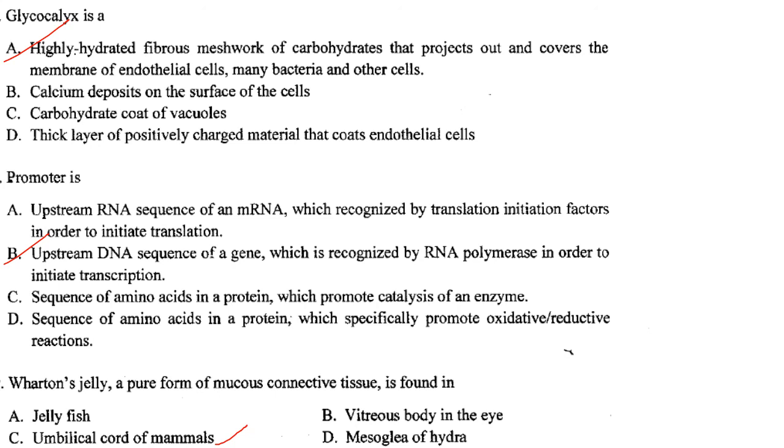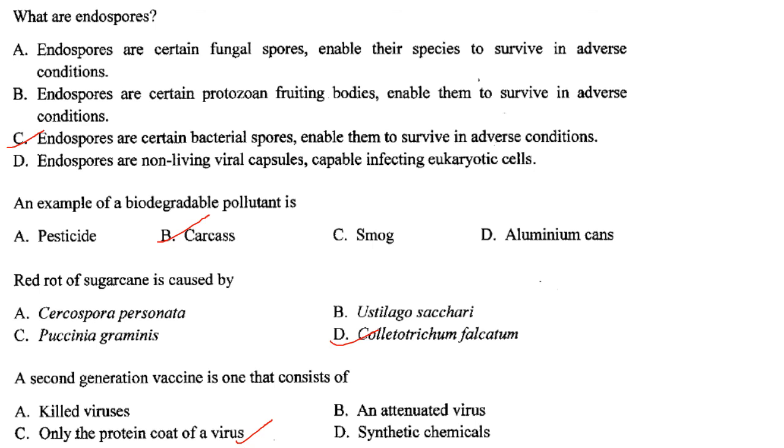Then Wharton's jelly, a pure form of mucous connective tissue, is found in. It is found in umbilical cord of mammals. Answer is option C. Then what are endospores? Endospores are certain bacterial spores that enable them to survive in adverse conditions. Answer is option C. An example of biodegradable pollutant is. So answer is option B, that is carcass.